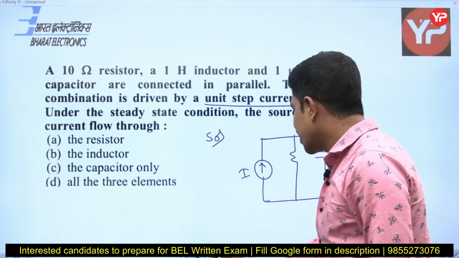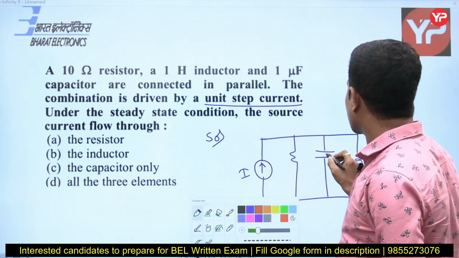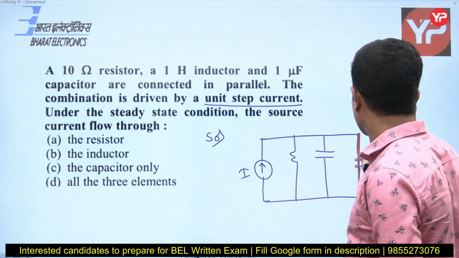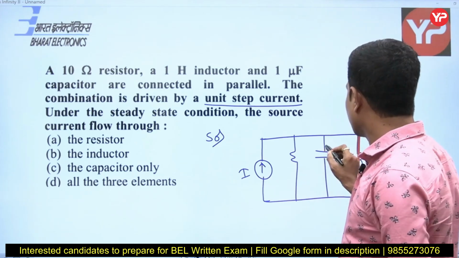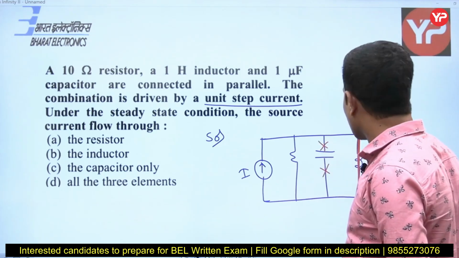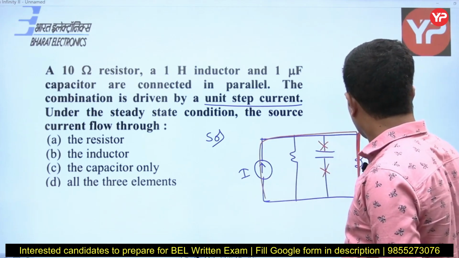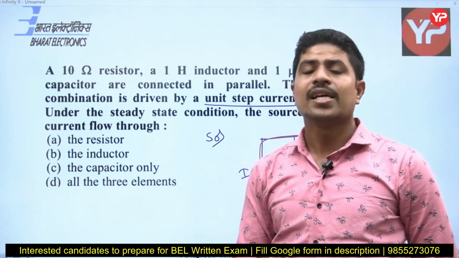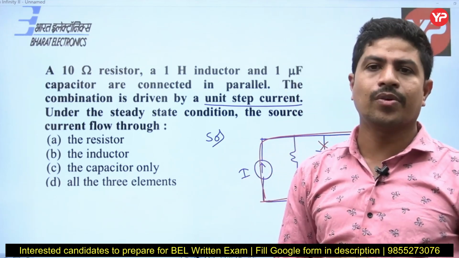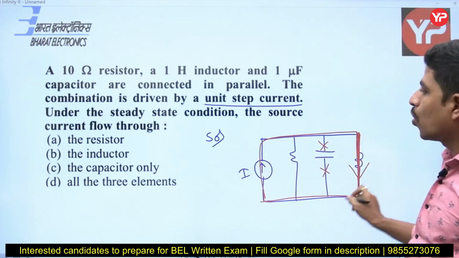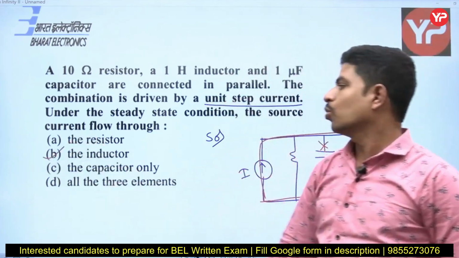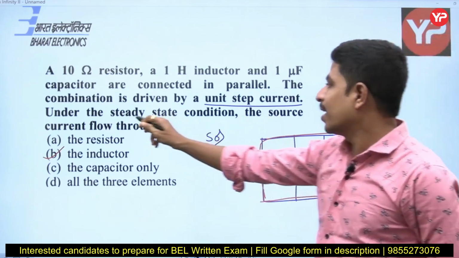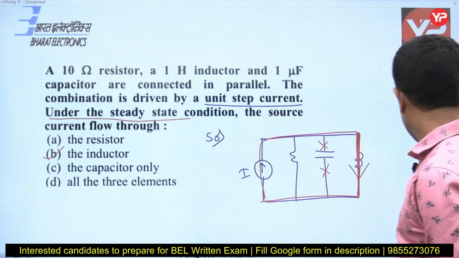For DC input, the capacitor behaves as an open circuit, and the inductor behaves as a short circuit. No current through the open circuit. If it is a short circuit, the entire current will follow the shortest path. At steady state for DC, inductor is short and capacitor is open. All three are in parallel. As it is short, the total current flows only through the inductor. He is asking very clearly under the steady state condition.